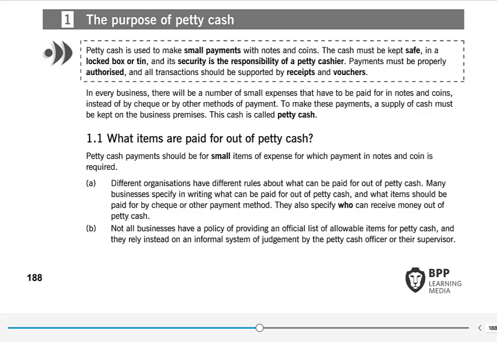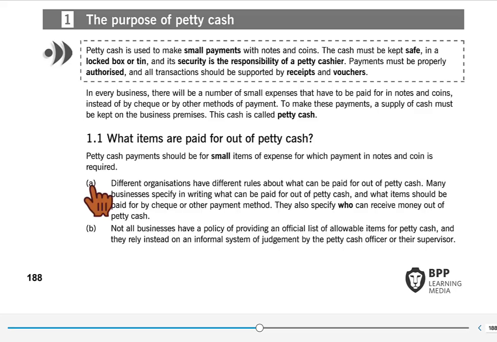Let us break it down carefully, like we are sitting in a real classroom. Part 1. The basic rule. The basic rule is this. Petty cash payments should be for small items of expense, where payment in notes and coins is needed. That means two things. 1. The item is small. 2. It is easier to pay by cash than using the bank. For example, it would be strange to make a bank transfer for one small box of paper clips. So petty cash is perfect for that.